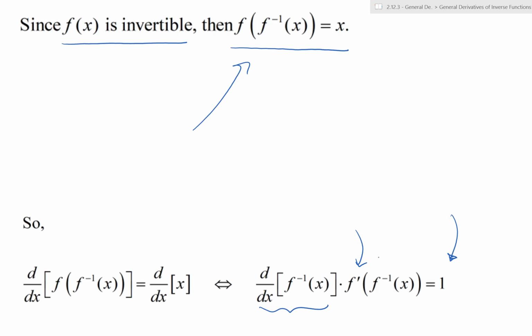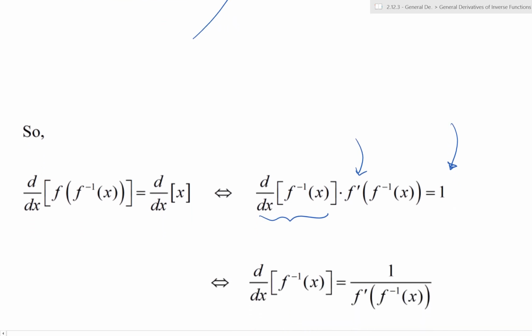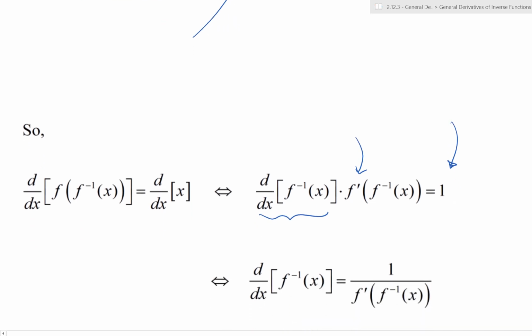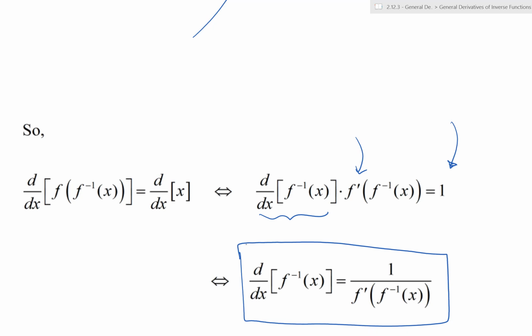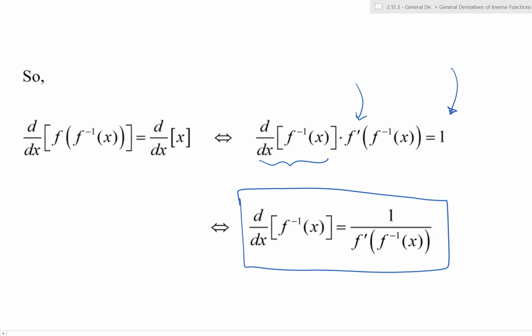And now if I simply divide both sides by f prime of f inverse of x, I get that the derivative of an inverse function f inverse of x with respect to x is 1 divided by f prime of f inverse of x. And guess what? That's the result. That is what we were looking for. That's the general formula for the derivative of an invertible function, f inverse of x.